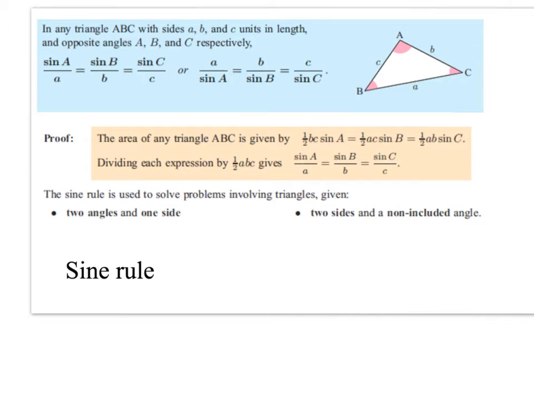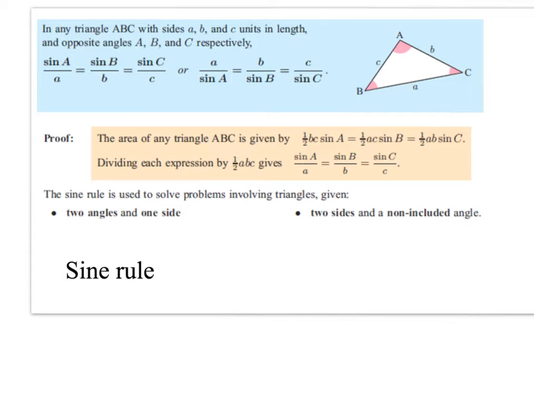If we take that area of a triangle formula that we talked about on Friday, which is 1/2 bc sine A, is equal to 1/2 ac sine B, which is equal to 1/2 ab sine C, and we divide each one of those by 1/2 abc, the 1/2 and the bc's cancel out, so we end up with the sine of A over a equals the sine of B over b equals the sine of C over c.